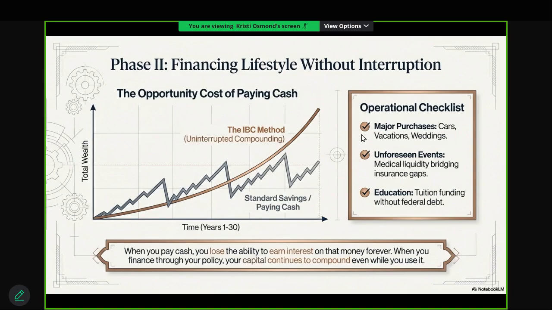So these are some of the operational things that we were talking about before. Major purchases: you've got cars, vacations, weddings. This is like that personal bucket we were talking about before, personal capital, but this also covers unforeseen events. So medical liquidity, education, tuition, weddings for kids, whatever the case is. Those are things where you're basically saying, hey, I'm going to let this keep compounding while I'm using it for all of these personal capital uses.